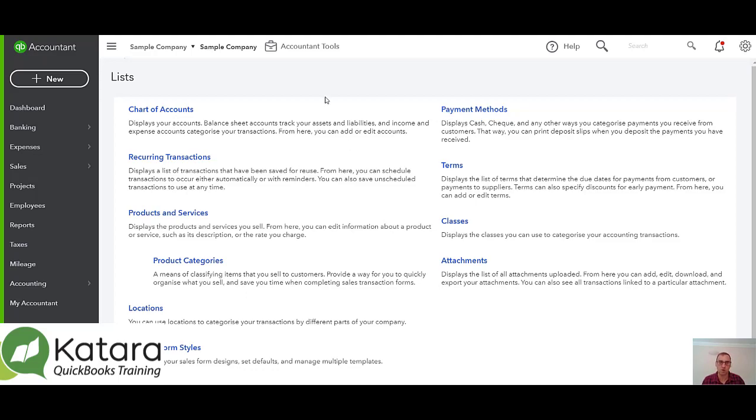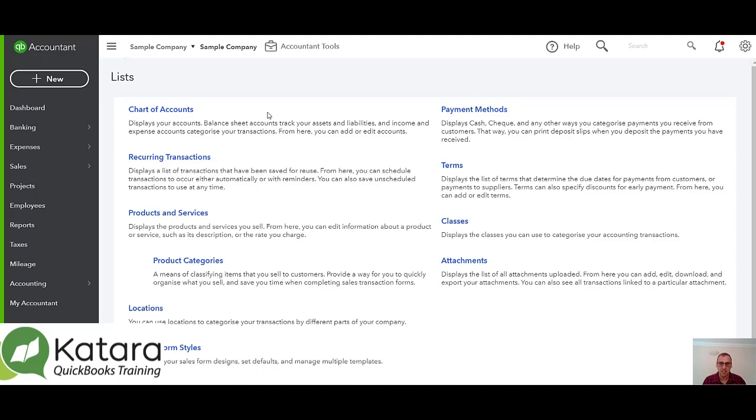So we'll have a quick look at what these are, but the key lists that you will focus on when you start to use your QuickBooks and structure your QuickBooks are the chart of accounts and the products and service list. The chart of accounts gives us lists of all the assets, liabilities, income and expenses accounts that we can post transactions to. So these are the categories that we select when we're entering transactions in QuickBooks.